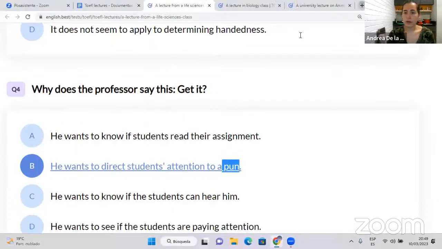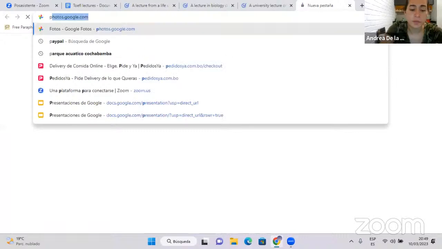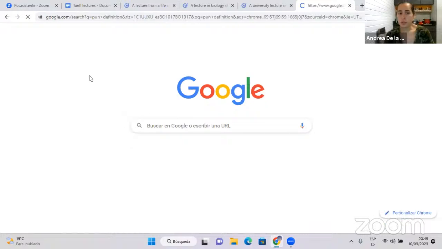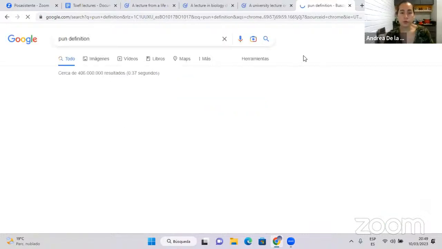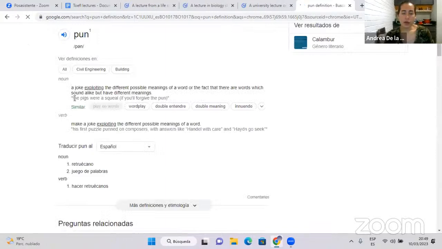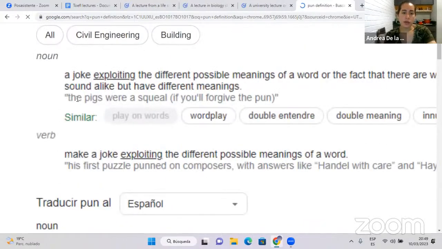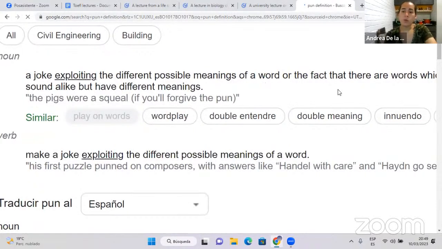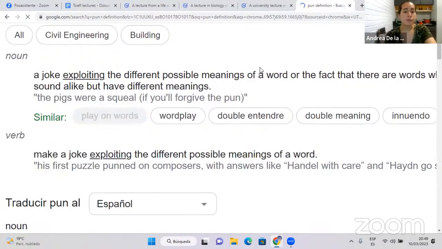We're gonna look for the definition. It's basically like a game of words, right? It's like a way to organize your words. It says a joke exploiting the different possible meanings of a word, or the fact that there are words which sound alike but have different meanings. For example, the pigs were a sequel, or a squeal. The pigs were a squeal, right? That's an example. And we have the verb make a joke explaining the same thing, right?